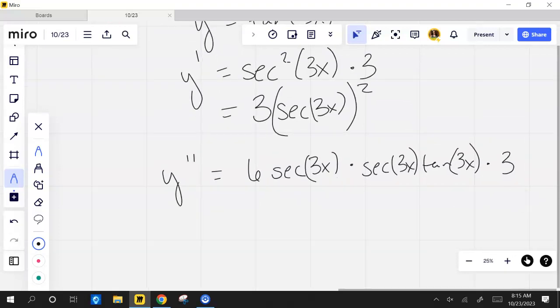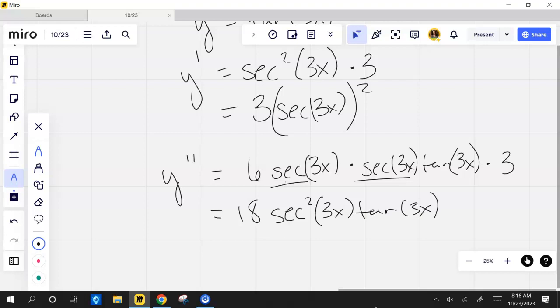So what do I have? I'm just multiplying everywhere. So 6 times 3 is 18. I've got 2 secant 3x's, so I'll just make that secant squared 3x. And then I have a tangent 3x. And I look at my choices, and there is one that looks like that. That's C.